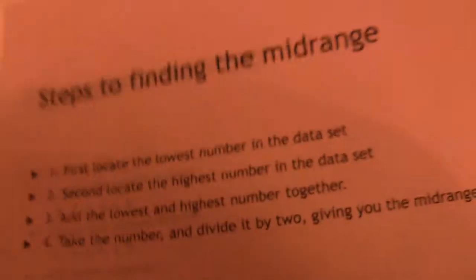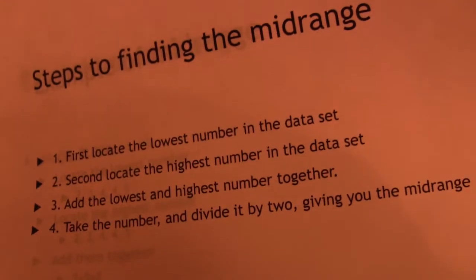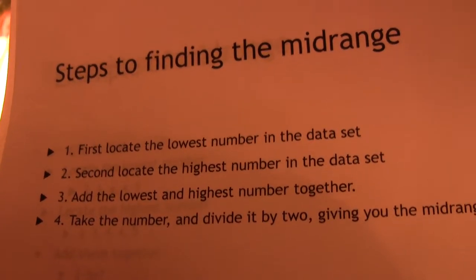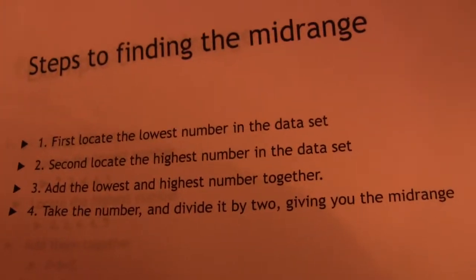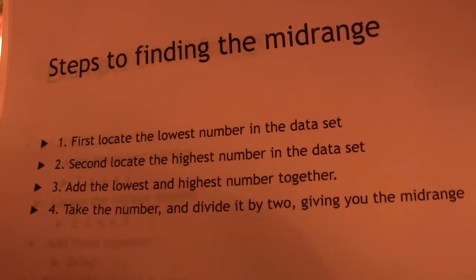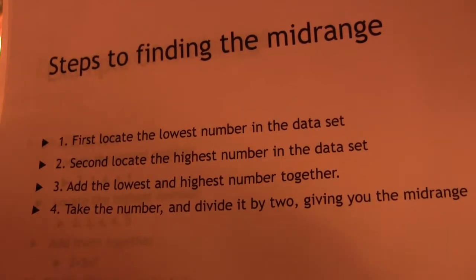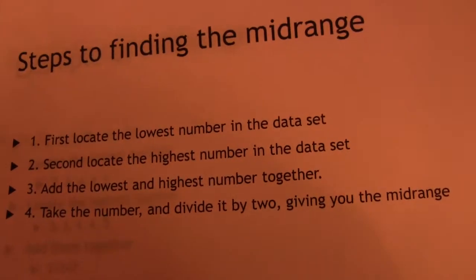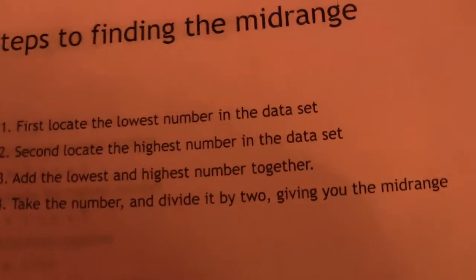The steps to finding the mid-range are: first, you locate the lowest number in the data set. Second, you locate the highest number in the data set. Third, you add the lowest and the highest numbers together. And fourth, you take that number and divide it by 2, giving you the mid-range.